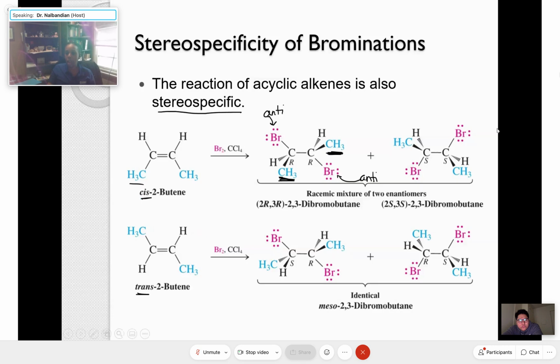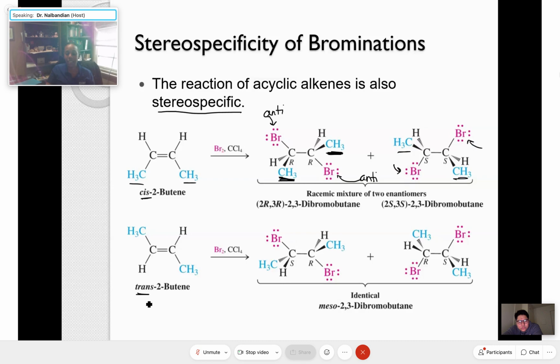We could do it the opposite way, where we've added this bromine below and this one above, but we still have the two methyls on the same base. So either both of the methyls on a wedge or both of the methyls on the dash for the cis alkene, so for that starting material.